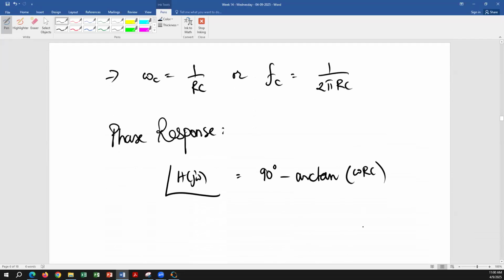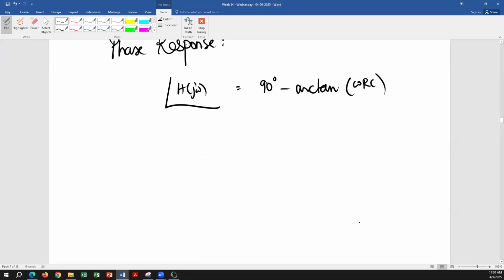As far as phase is concerned, when omega is 0, what is going to be the phase? 90 degrees. And when omega is 1 over RC, the phase is going to be 45 degrees, because 90 minus 45 is 45. And when omega reaches a very high value, what will be the phase? 0 degrees, because this is 90, 90 minus 90. So this will be positive phase from 0 to 90 degrees.